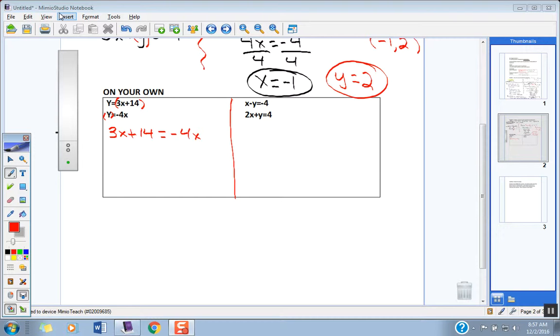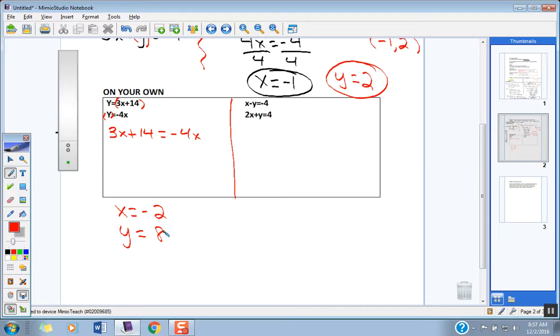All right, let's talk about the first one here. How about volunteers for a solution on the first one? Sam, what'd you get, kiddo? X equals -2 and y equals 8. How many agree, -2 and +8?